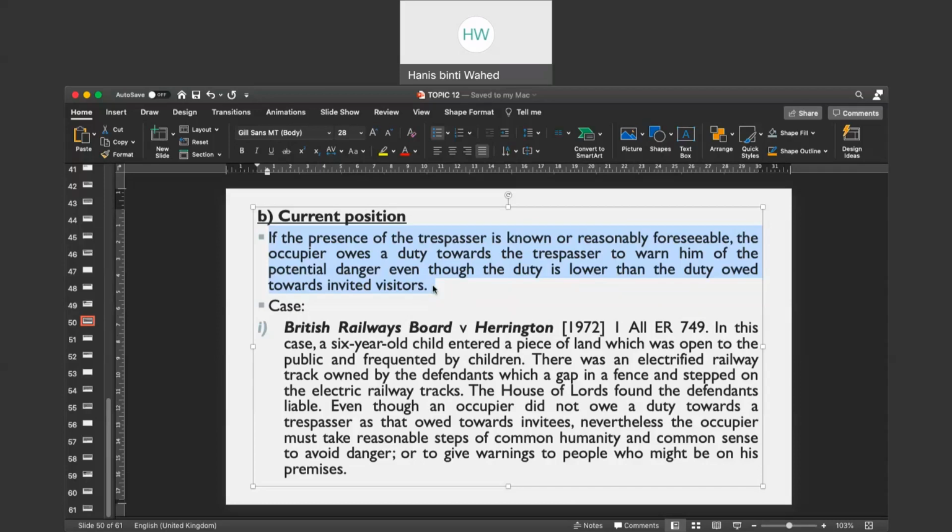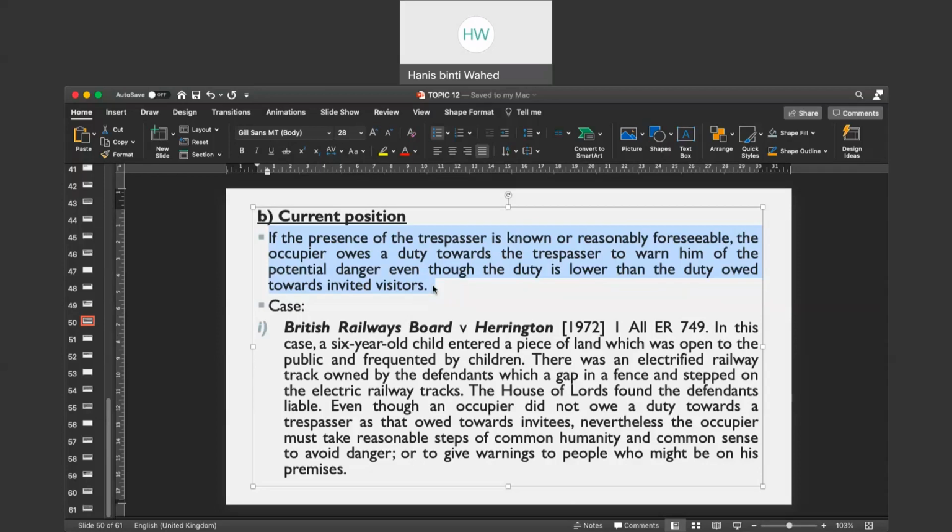So the duty of an occupier is that he puts up some warning. For example, put up a warning saying danger, there are many dangerous items, for example bricks or sharp objects in the building. For example, ya. So that's his duty. That's the occupier's duty to warn the trespasser of any potential danger in the premise.